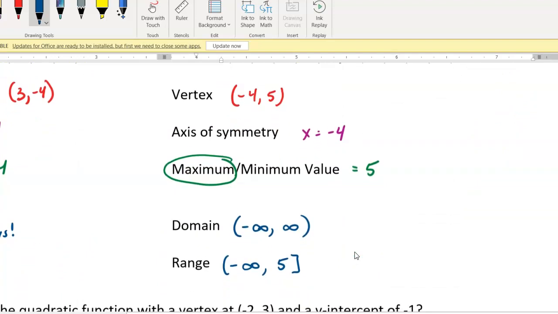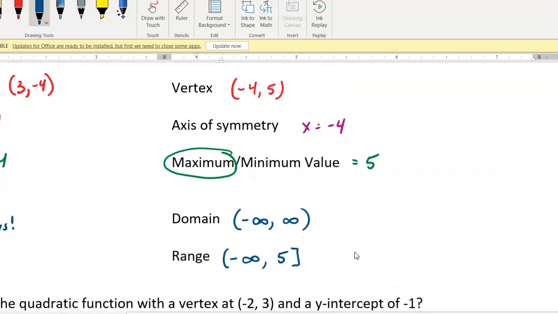So that means our vertex will be at negative 4, 5. Your equation for the axis of symmetry is x equals negative 4. It's got a maximum value at 5. The domain is always negative infinity to infinity. And since it's going downwards, it's coming from negative infinity, so there's no lowest point. So it starts from negative infinity, but it goes up to 5. So I always start with the smallest value first, highest or largest value second.